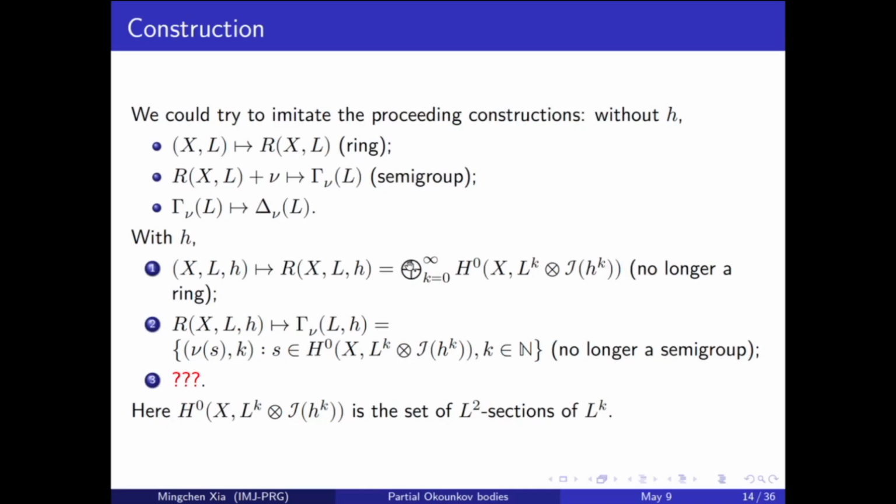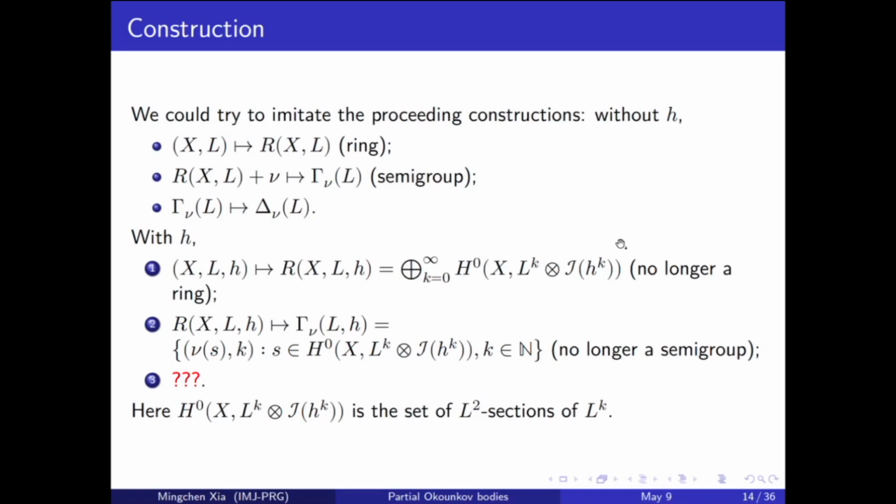But here already we have a problem, because here we are imposing some L2 type condition. But you know, in general, the product of two L2 functions is only L1. There is no way to guarantee that R(X, L, H) is a ring in general. So we are in trouble already. This object, although we can construct it, is no longer a ring.